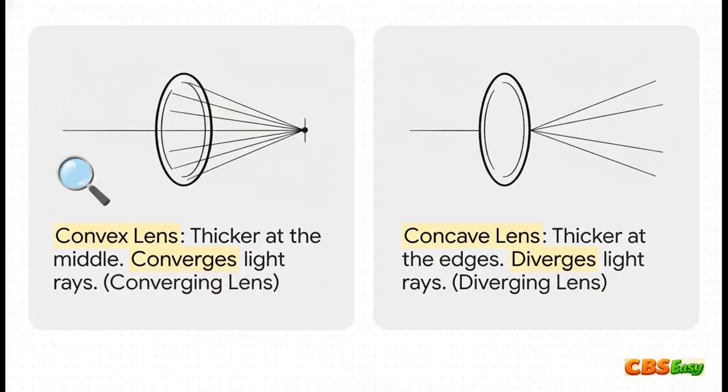So, let's talk about the lenses themselves. A convex lens is thicker in the middle, and its main job is to converge light rays, bring them all to a single point. Think of a magnifying glass. A concave lens is thinner in the middle, and it does the opposite. It diverges or spreads the light rays out. Converging and diverging. You've got to know those words.